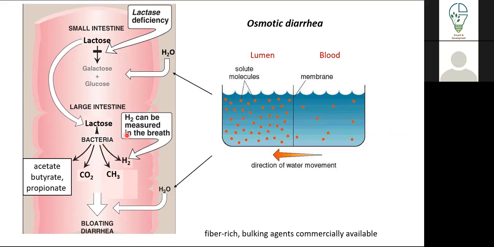Okay, so lactose will be fermented and basically broken down into very highly osmotic components, as you can see here: H2, CO, CH3, CO2, whatever. And all of these will act as an osmotic force that will bring the water from the blood into the large intestine. And this is why you get osmotic diarrhea. This is the basic concept of osmotic diarrhea.